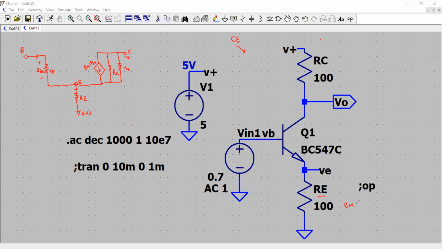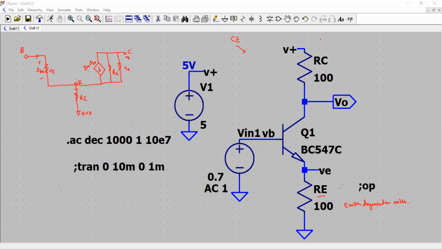Emitter degeneration resistor. So this basically adds to the circuit, providing overall increased linearity and stability for the circuit.